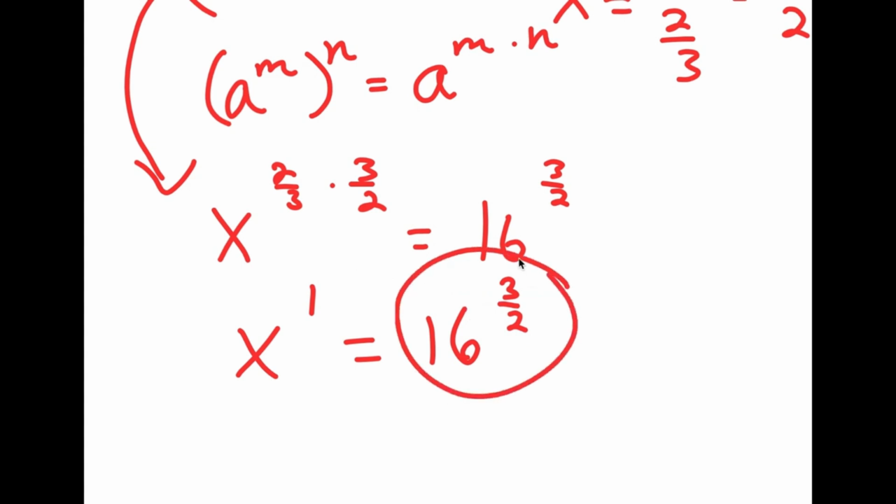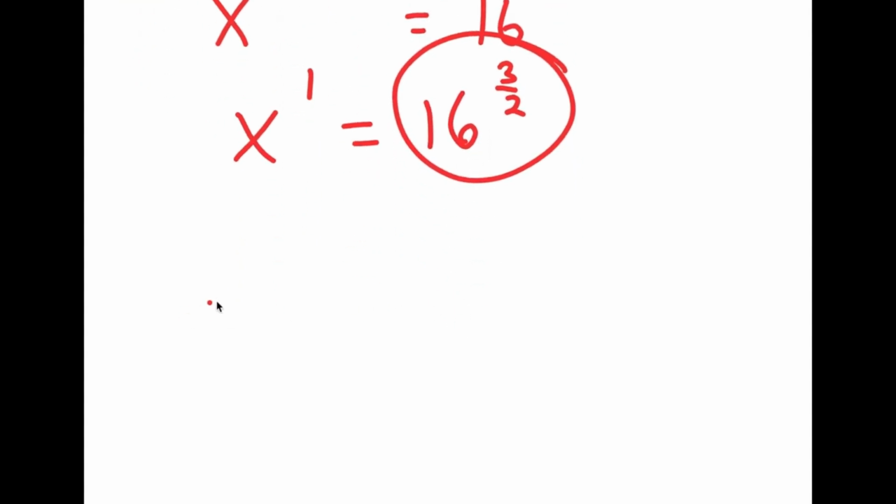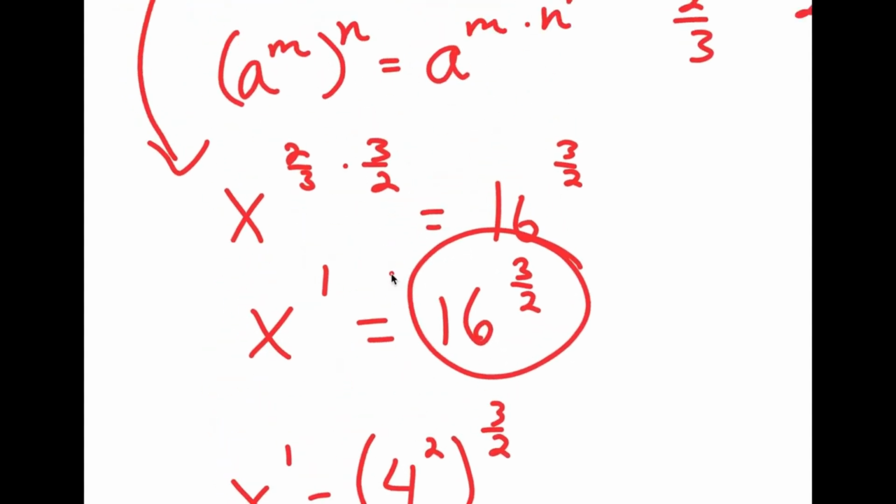Now, we have the value of x here, but 16 to the power of 3 over 2, I want to put this in more of a whole number form, not in this type of form. So to do that, I'm going to first rewrite 16 to the power of 3 over 2 as 4 squared to the power of 3 over 2. I just simply rewrote 16 as 4 squared.